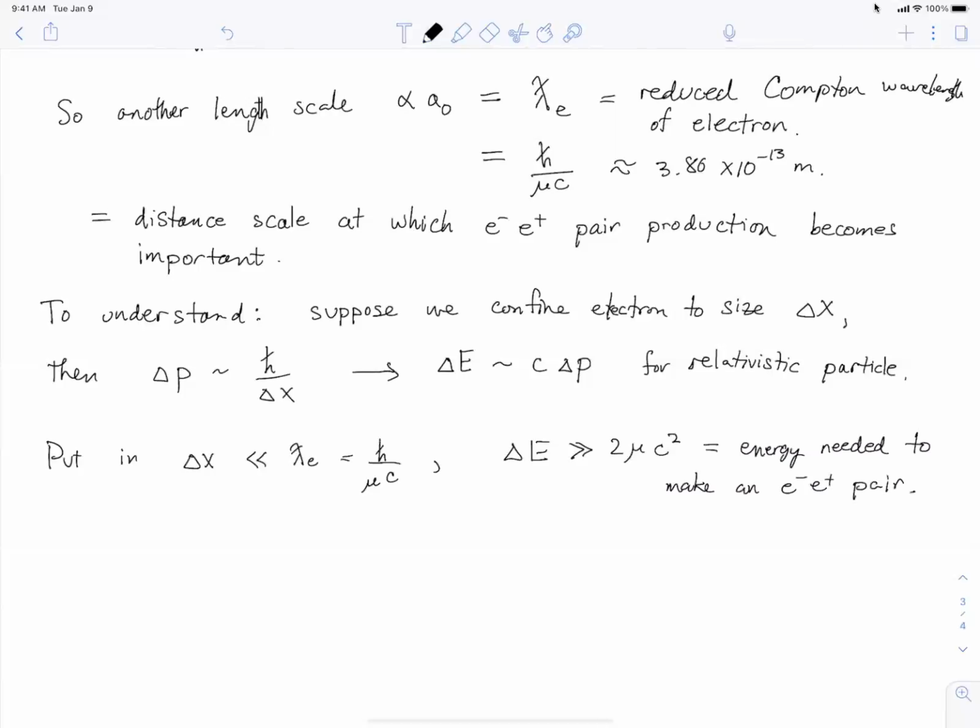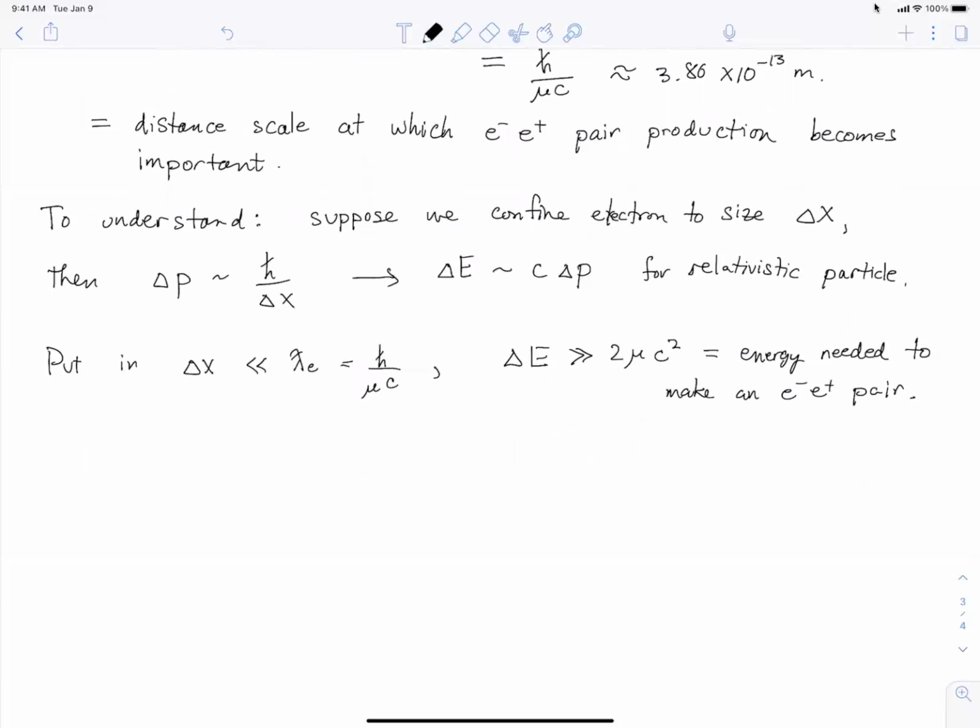Okay, and so if you try to look at length scales that are very small compared to the Compton wavelength, you should be making lots of electron-positron pairs, and then the analysis we've done up till now will be wrong.